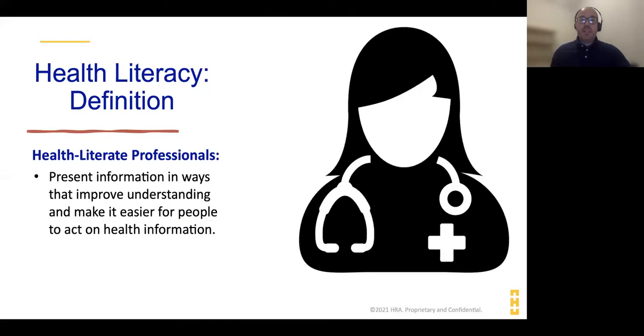It's not just about the person receiving information. It's also about the person sending it. So a healthcare professional or communicator can be health literate by presenting information in ways that are easy to understand and act on.